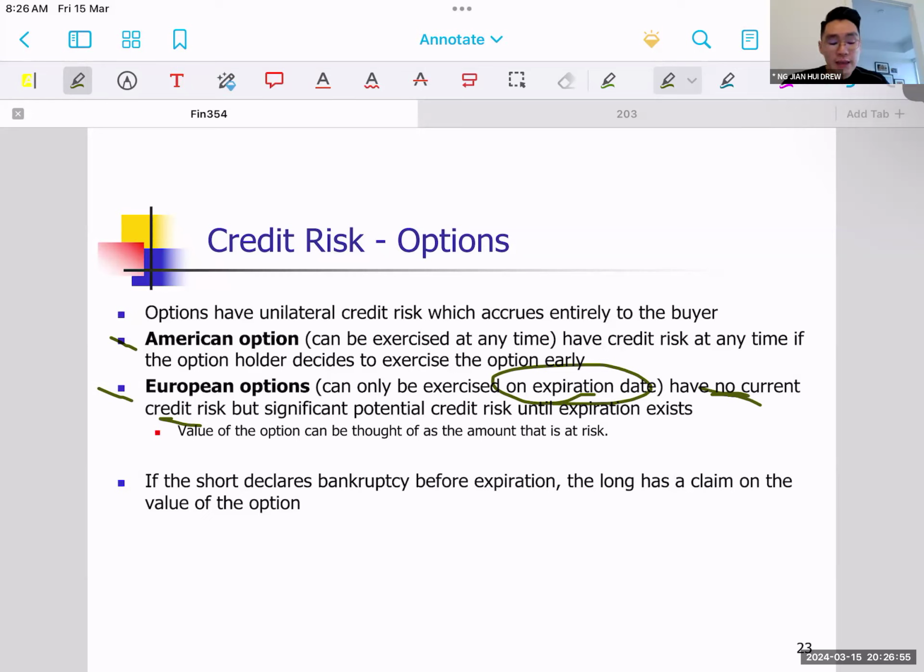So in most of our cases, when we study, we focus on European options because they're more interesting. There's more things to talk about because there is a cut-off. We know that at this point there's a risk level that's going to increase, which we're going to talk about in the next slide. So we always focus on European options. However, the concept can be applied to American options as well. It's just that for European, there is a bit more.